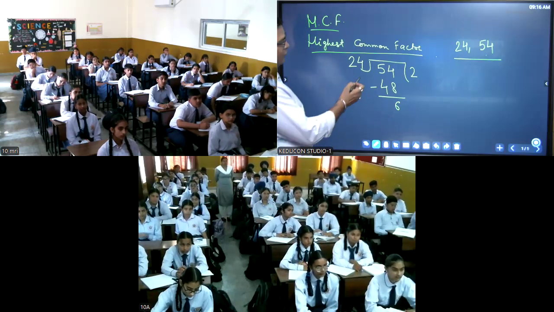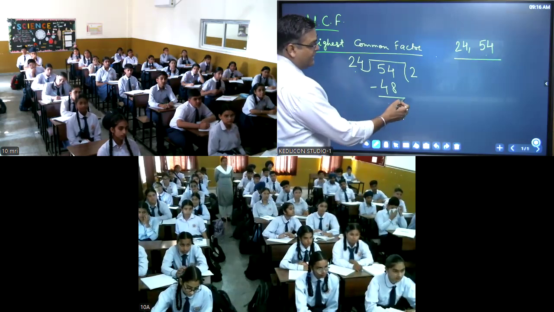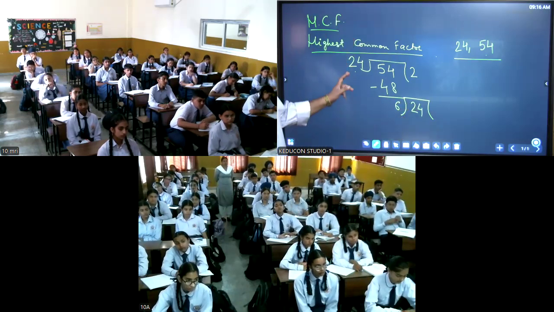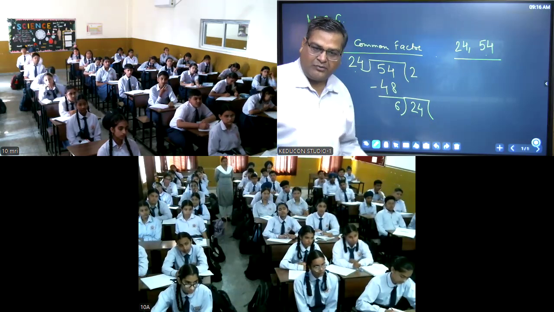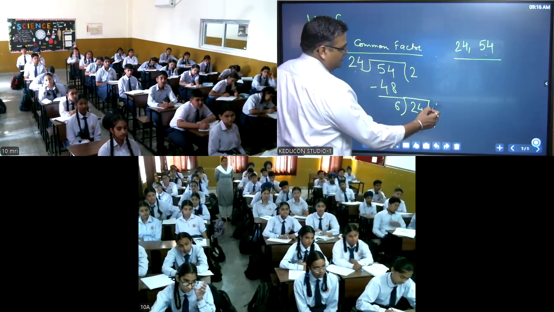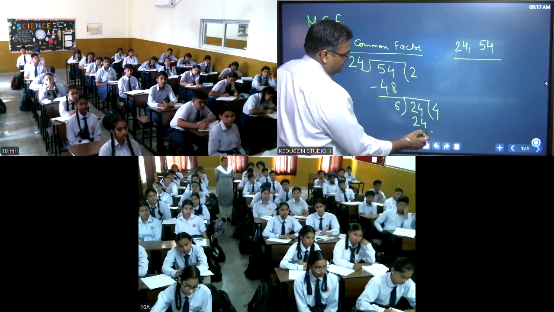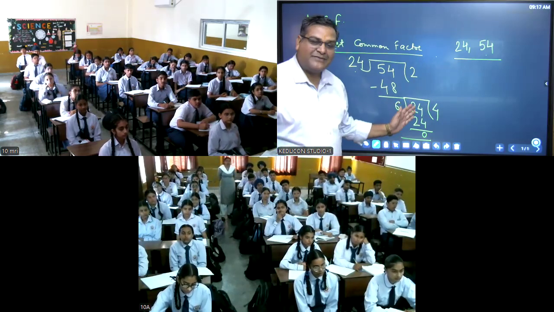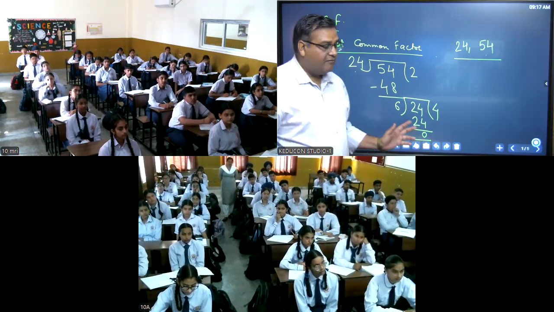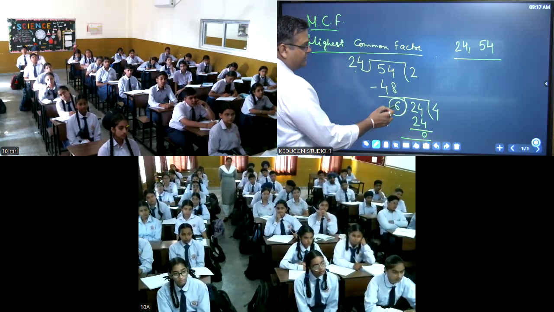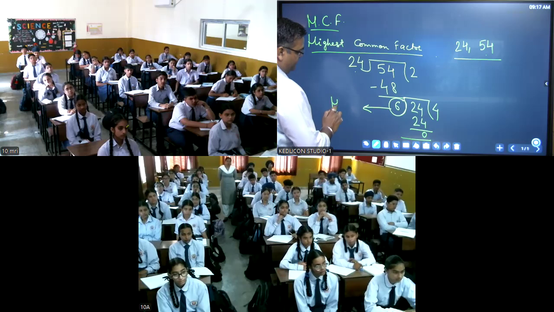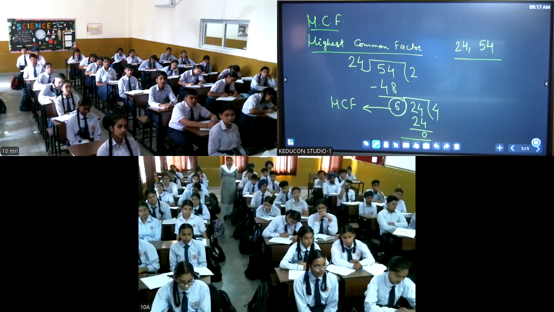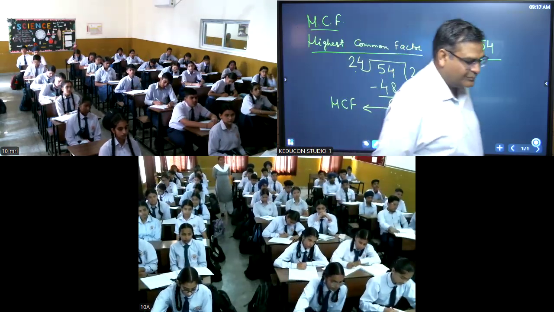Yes. Now take this divisor as dividend now, and again perform the division. What you will do? 6 4s are 24. So what is the remainder? 0. When it is fully divisible, whatever is your last divisor, that will be the HCF. Is this clear? Yes. Anything not clear?